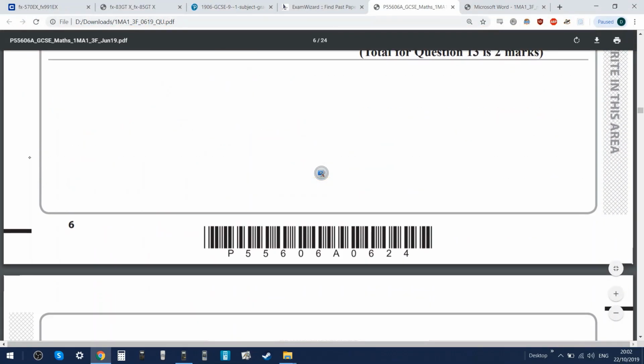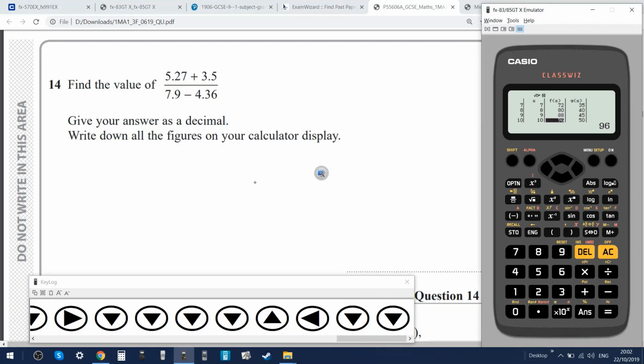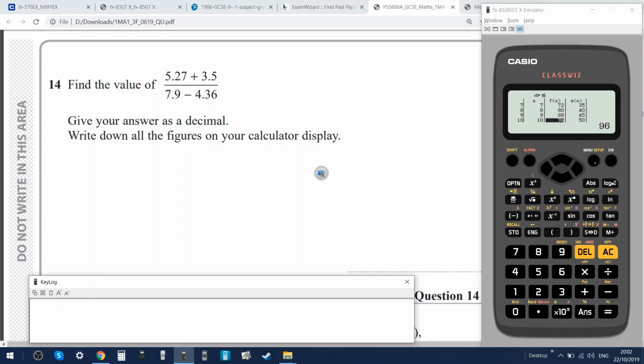The next question. Find the value of this. Give your answer as a decimal. Write down all the figures on your calculator display. So this one, I hope you already know how to do this. I will teach you just in case. Menu and press 1 for the normal mode.